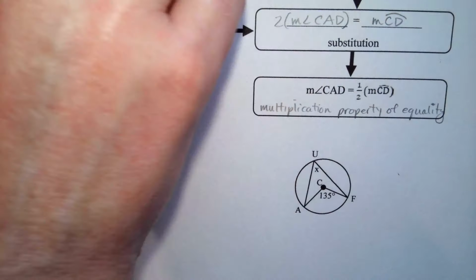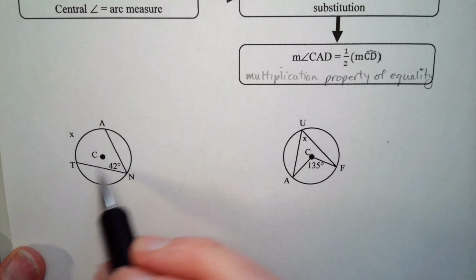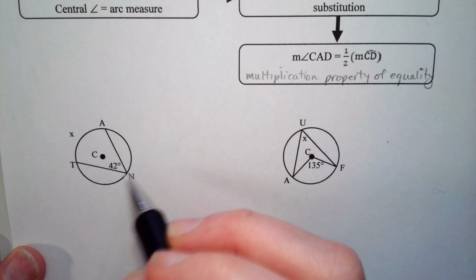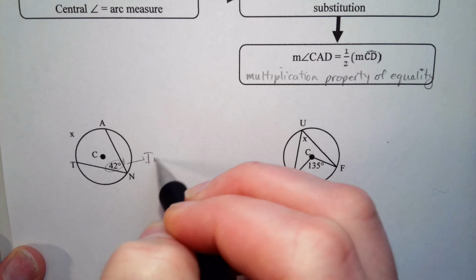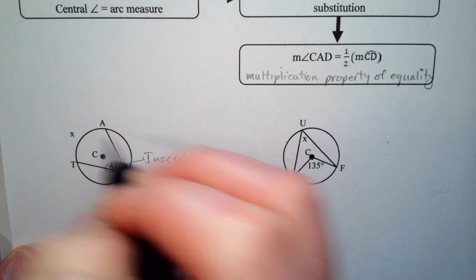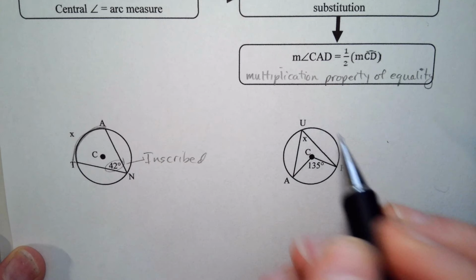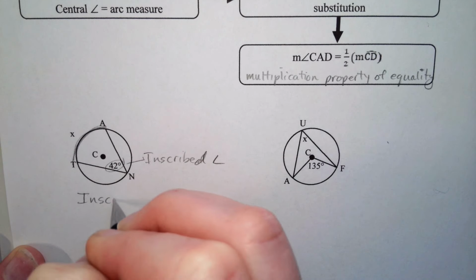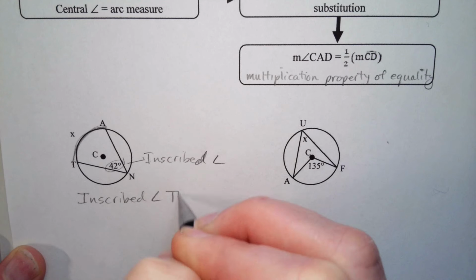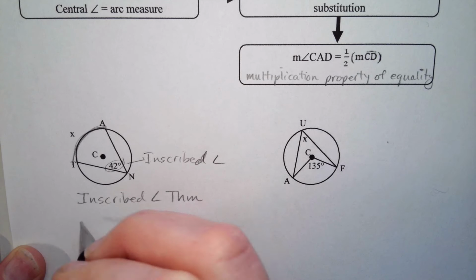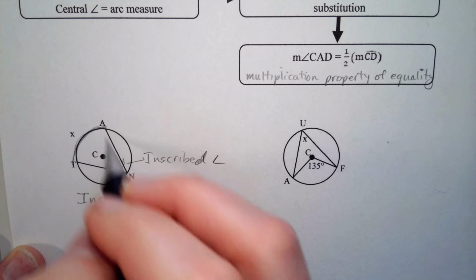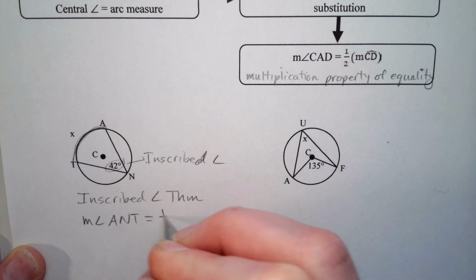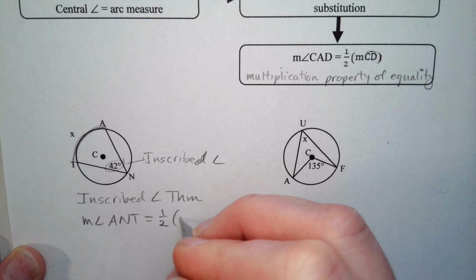Okay, let's apply the inscribed angle theorem. So in both of these diagrams, I want you guys to solve for x. Okay, so you got to look at the picture. 42 is an inscribed angle, and we want to solve for x, which is the intercepted arc. So we're going to justify. I'm going to be using the inscribed angle theorem, and I know that the measure of angle ANT is equal to half the measure of the intercepted arc.